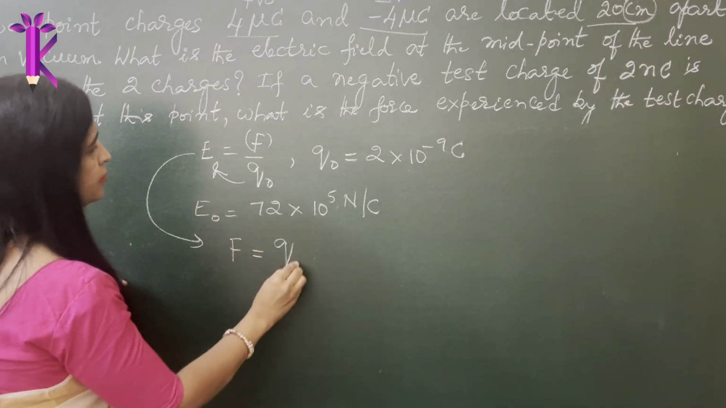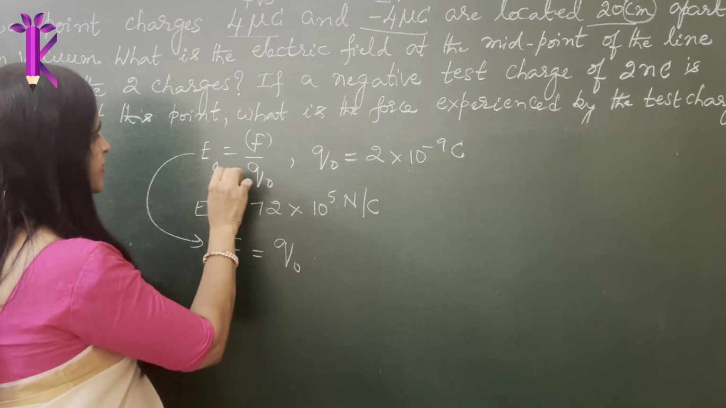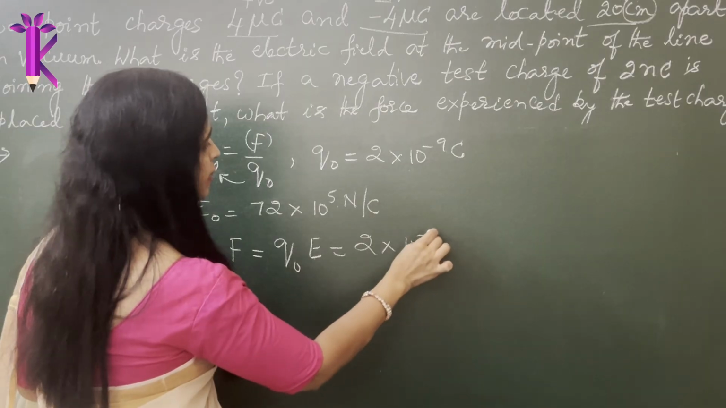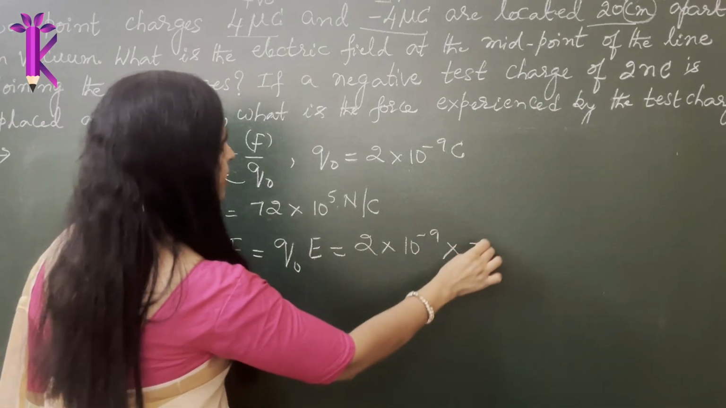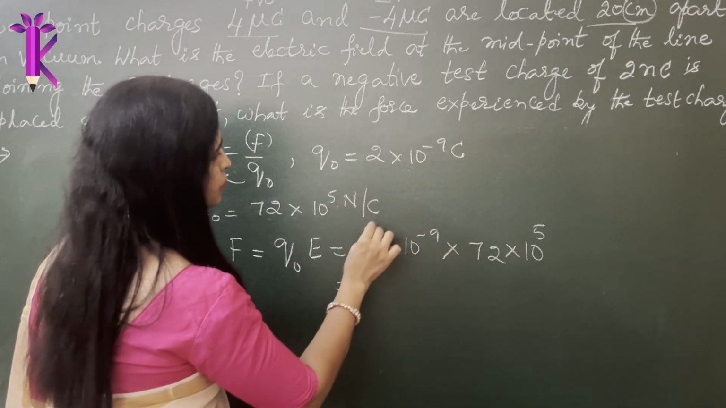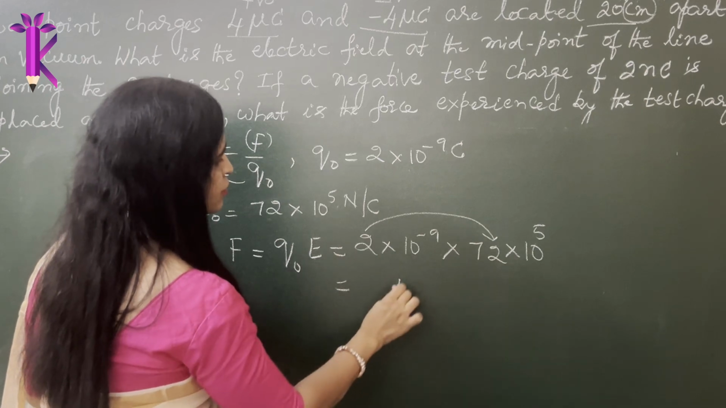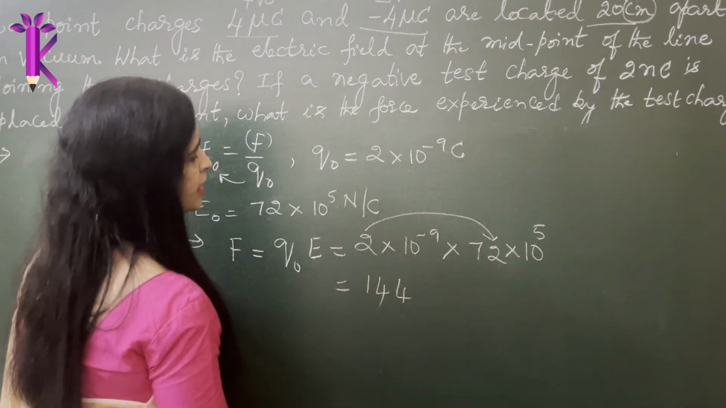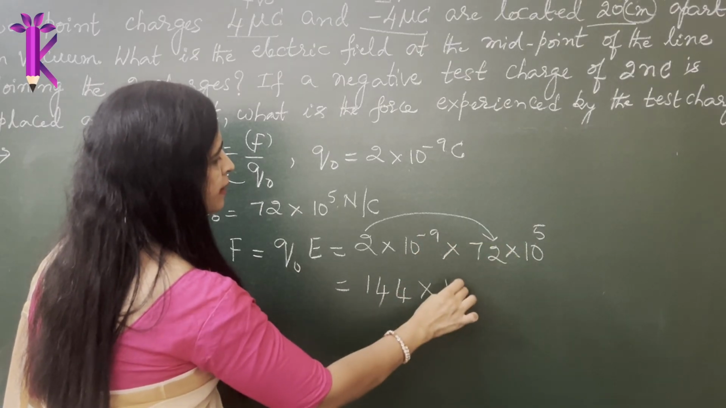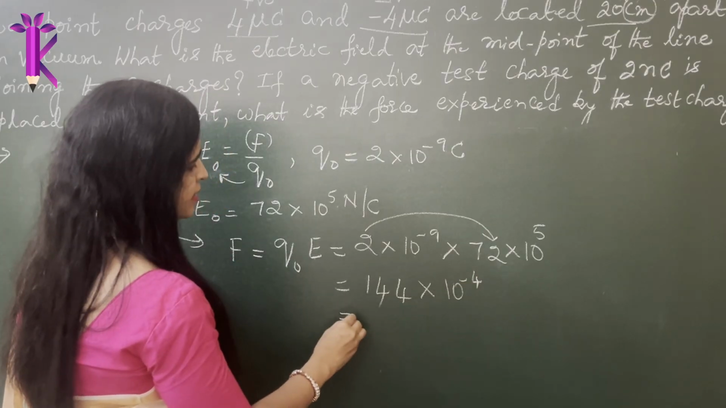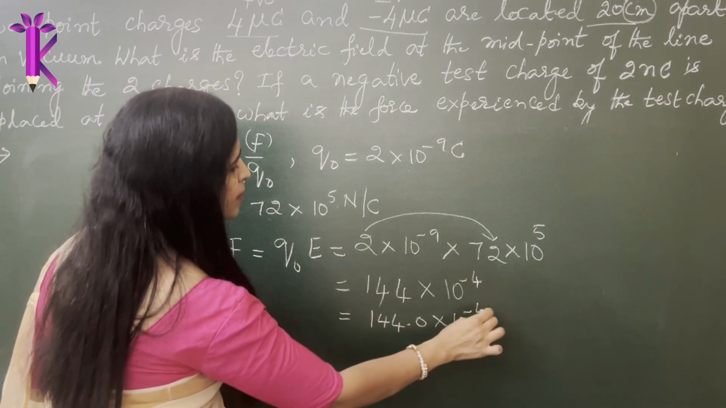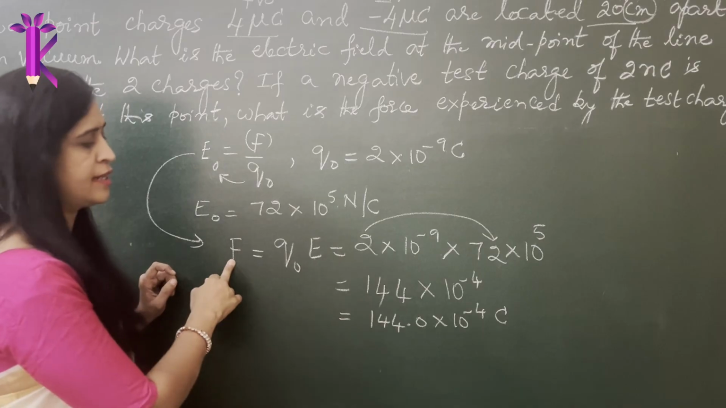So F is equal to, if you cross multiply, this will be Q naught times E. So how much is Q naught? That is 2 into 10 to the power of minus 9 into electric field is 72 into 10 to the power of plus 5. So let's do it. 2 into 72 needs to be multiplied. 2 times 2 is 4. 2 times 7 is 14. So 144 into 10 to the power of minus 5. Minus 9 plus 5 will be 10 power minus 4. So this can be rewritten as 144.0 into 10 to the power of minus 4 Coulomb, because we are figuring out the force.